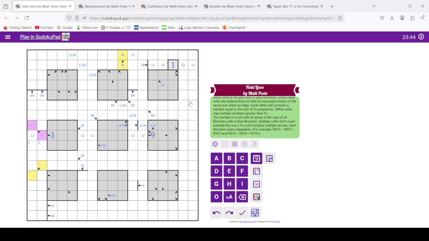"23 minutes and we have our second digit in the grid." That's hilarious.